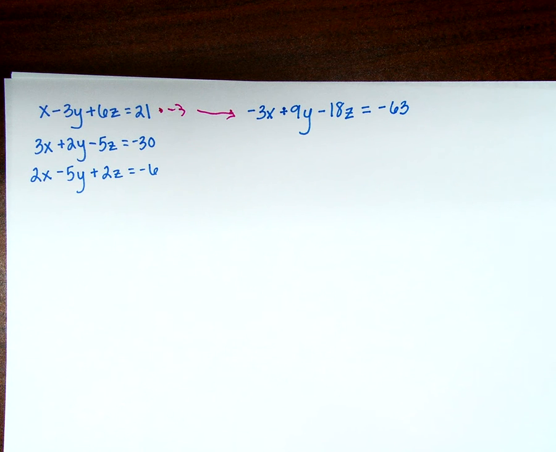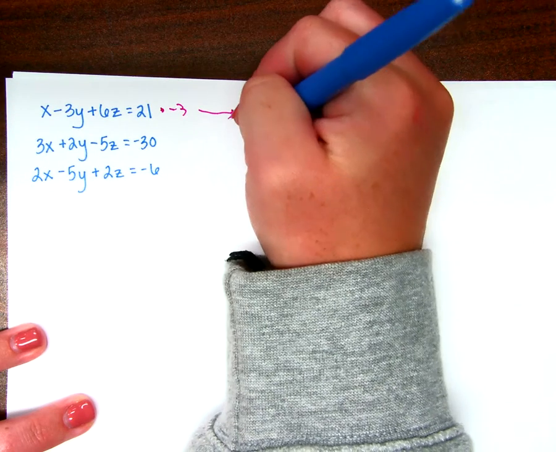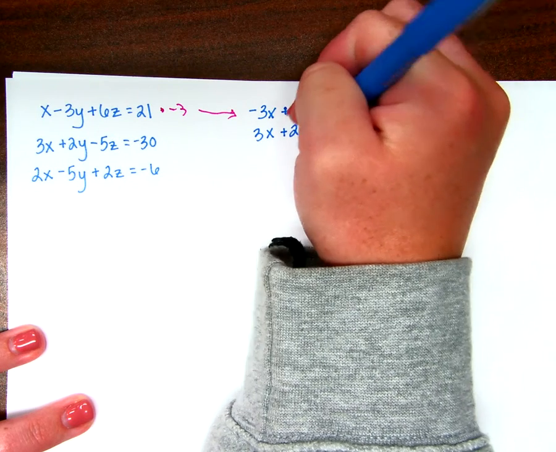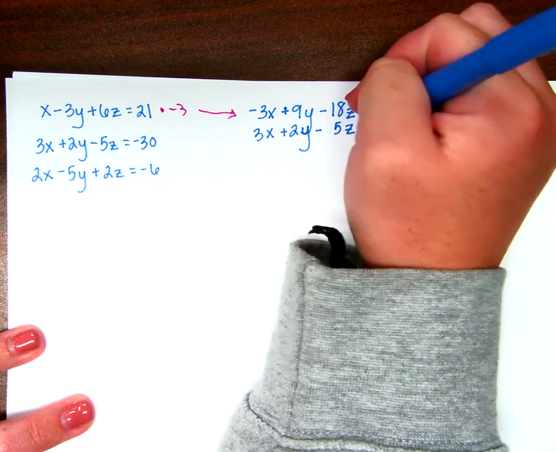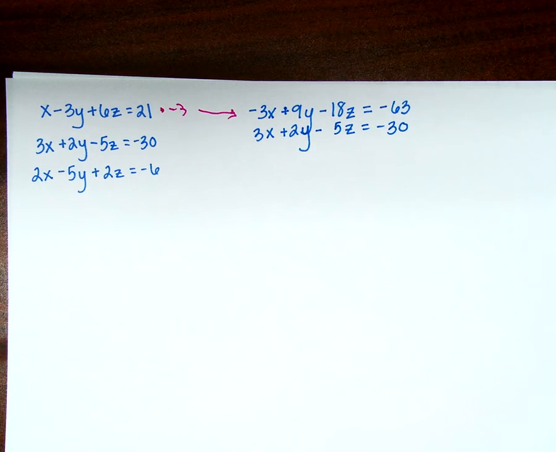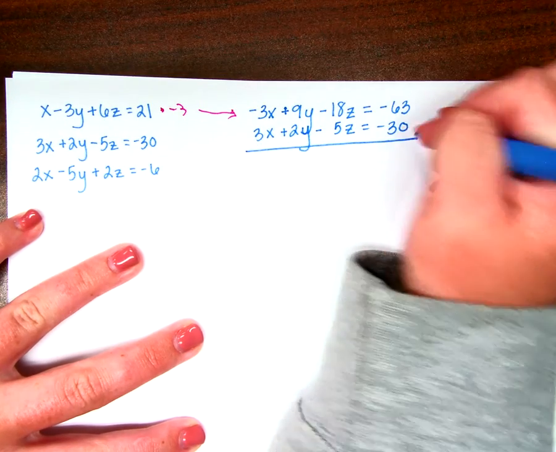Okay? So, we multiplied the first equation by -3, and we got -3x plus 9y minus 18z equals -63. Does everybody agree with that? Okay. Now, would you go ahead and write the second equation right underneath there? We are not changing the second equation at all. She's just writing it right underneath where we were writing before to make it a little easier to see. Is that fair? Okay. Thank you. Now, go ahead and draw a line under it, and let's combine these two equations.